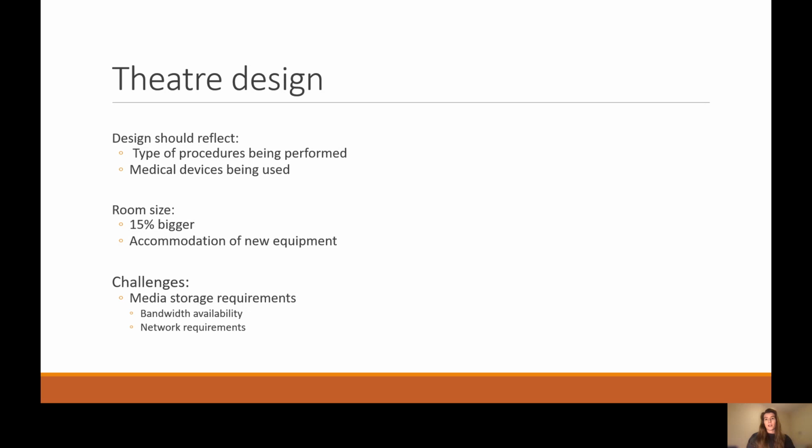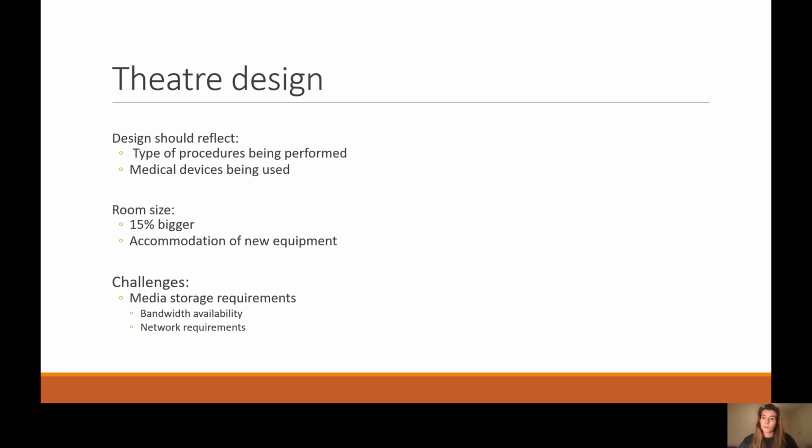So in terms of the design, it should focus not only around current but also future goals of the hospital. So this can include things like increasing patient safety and satisfaction, efficiency, and being able to adapt to future technologies as they progress. Firstly, design should take into account the types of procedure and medical devices being used. For example, a gynecological laparoscopic theatre will have different requirements to a general laparoscopic theatre.